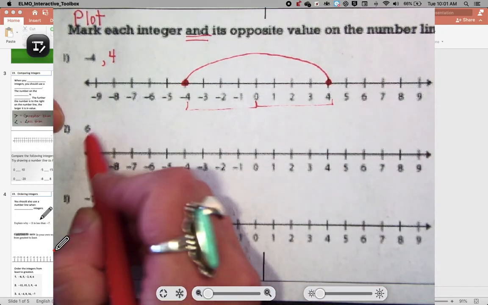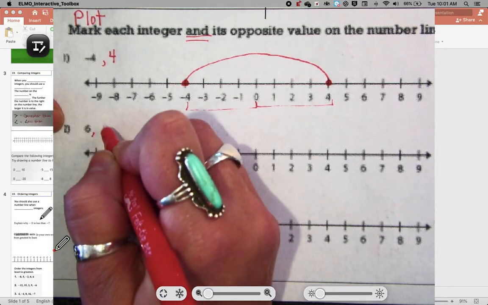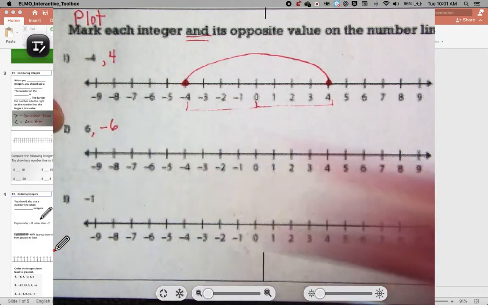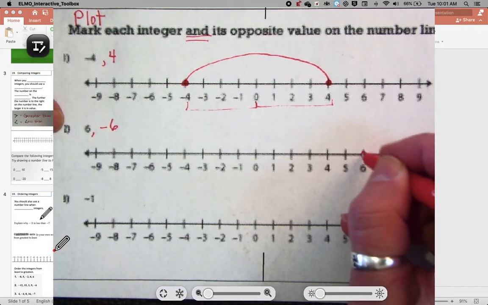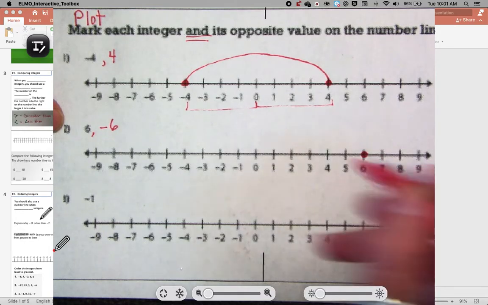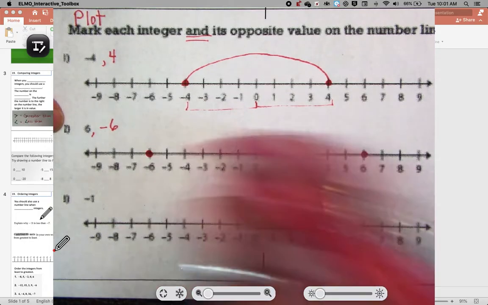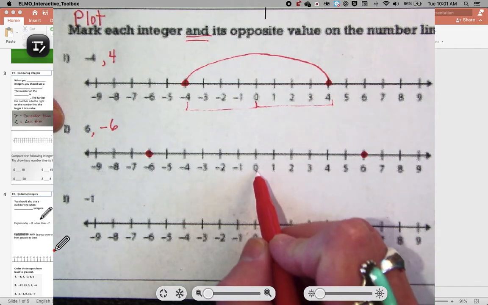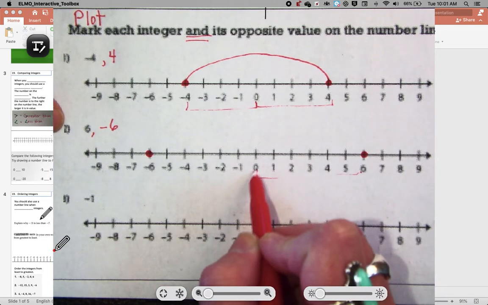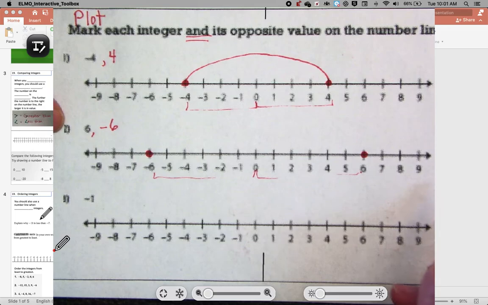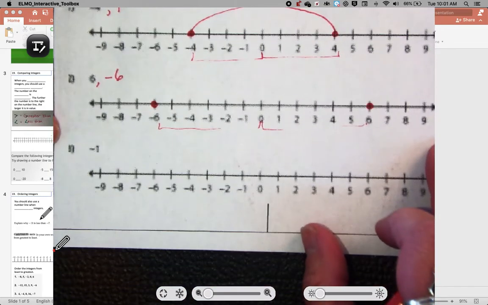Okay, graph the integer 6 and its opposite, which is -6. So we plot 6 and we plot -6. Again, you can see that they're the same distance from 0, but in opposite directions.